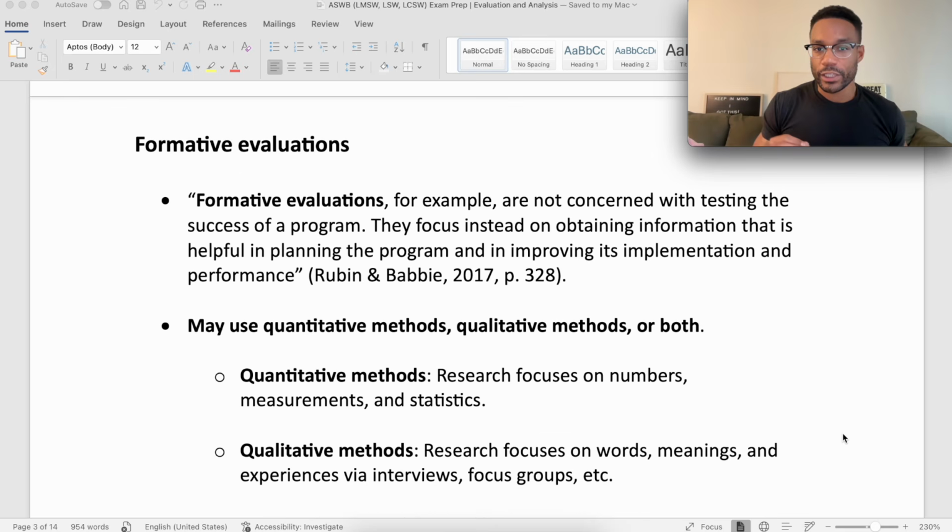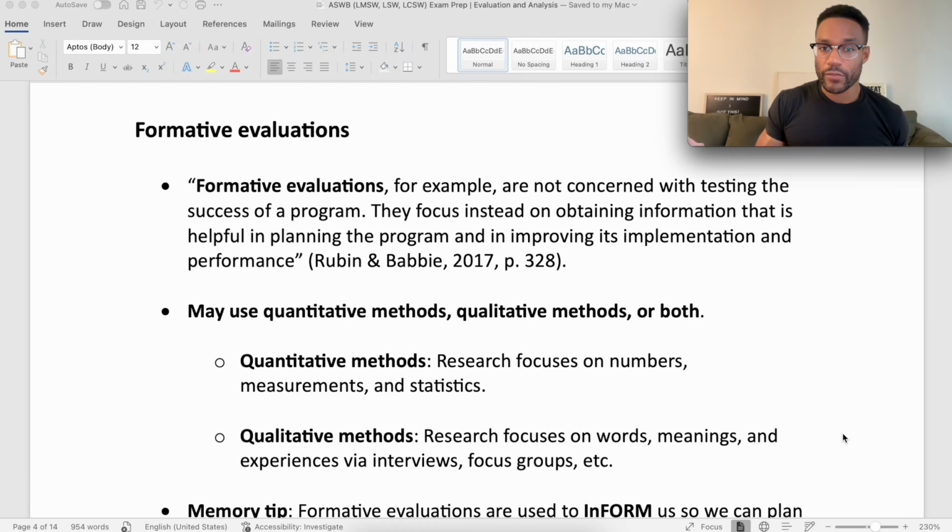Formative evaluations are used to inform us. Formative evaluations are usually done in the beginning and it's an ongoing process. So we're gathering feedback so we can make improvements to whatever we've got going on with that program, that intervention.